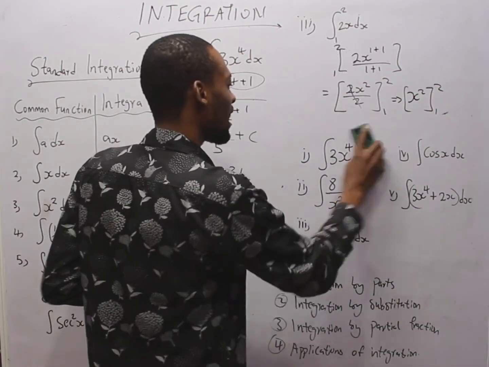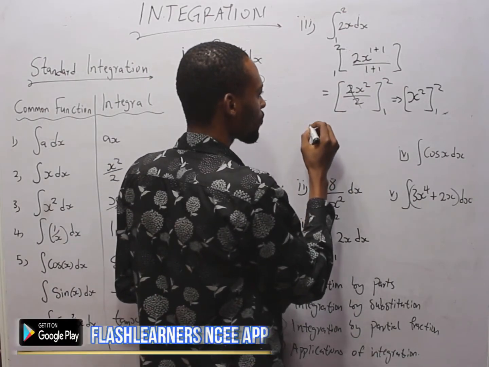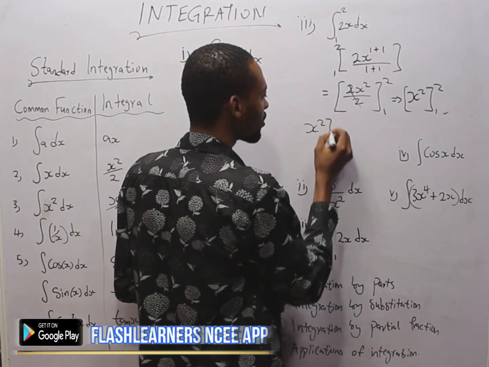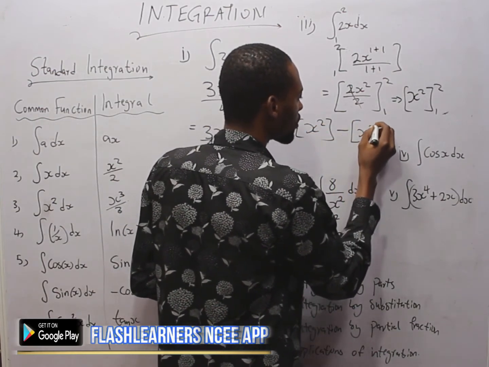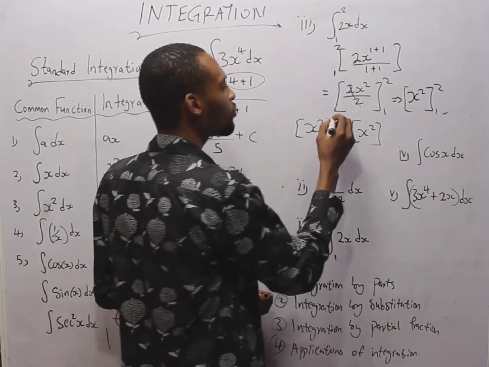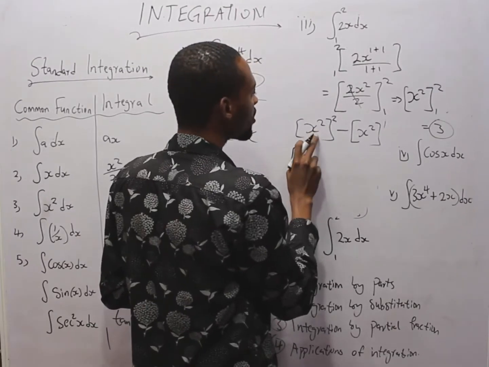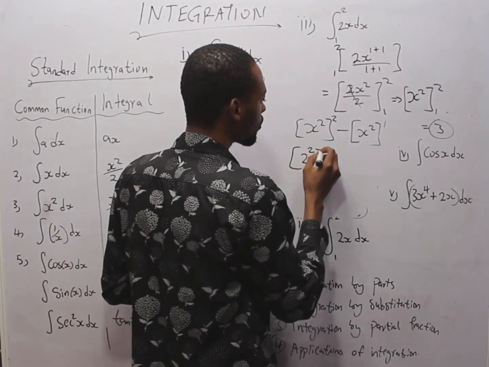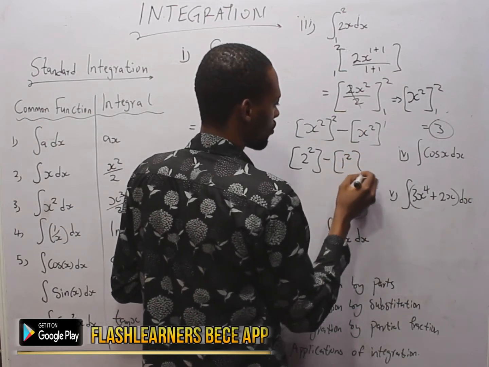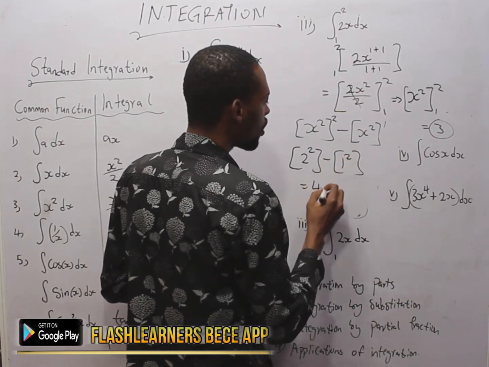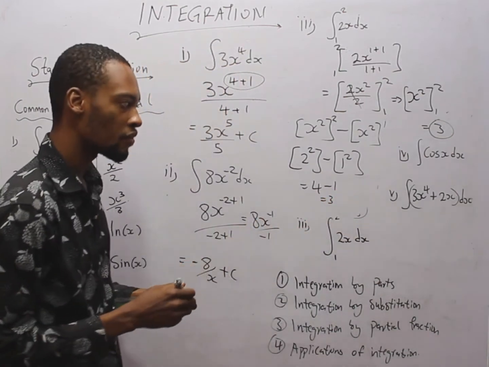How do we then apply the limit? This is what you do. You write s squared minus s squared. In the first one, you put 2. In the second one, you put 1. Here, s is 2, 2 squared, minus s is 1, 1 squared. This equals 4 minus 1 equals 3. So that is it. You've solved.